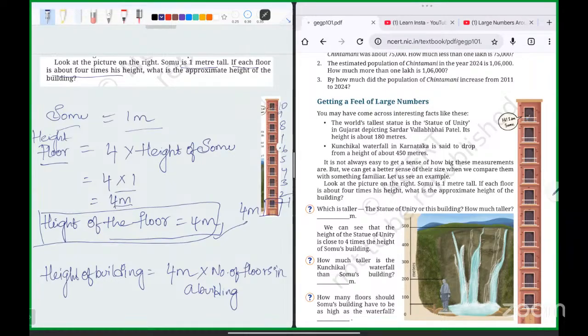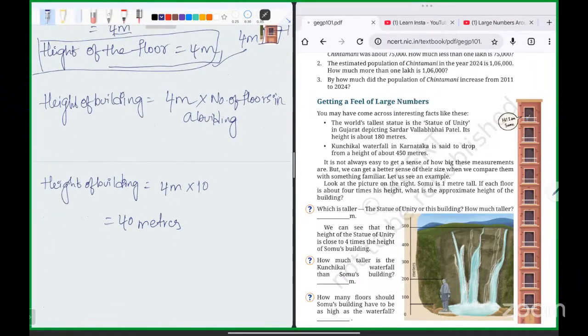So we must find the height of the building. The building in the picture clearly has 10 floors, like 1, 2, 3, 4, 5, 6, and 10. So 10 is the total number of floors in the building. One floor height is 4 meters. To find out the total height of the 10 floors, we multiply by 10. So height of the building is equal to 4 meters into the number of floors in a building, which is 4 meters into 10, which will be 40 meters. So the final answer we required is 40 meters, the height of the building.